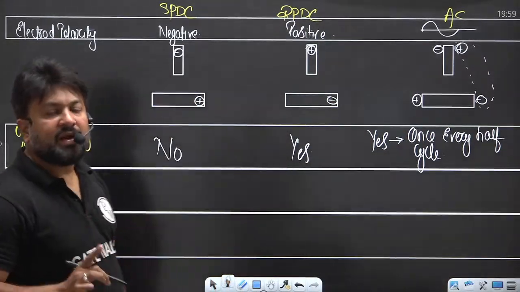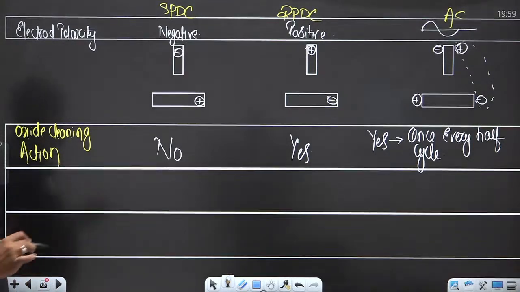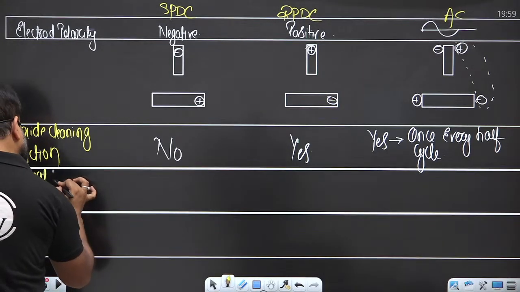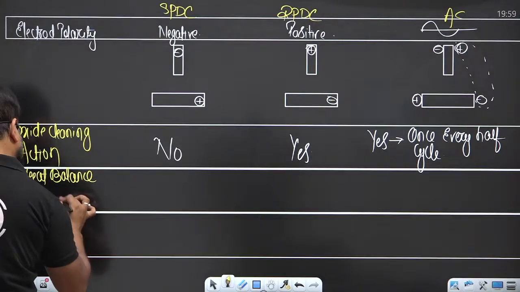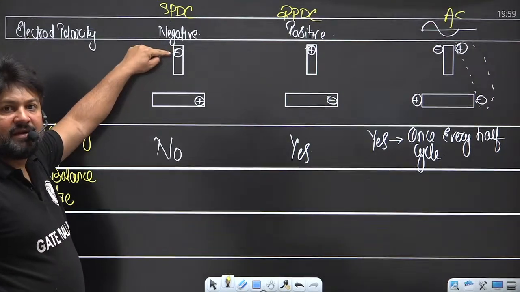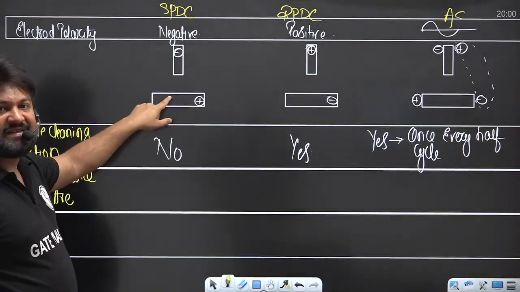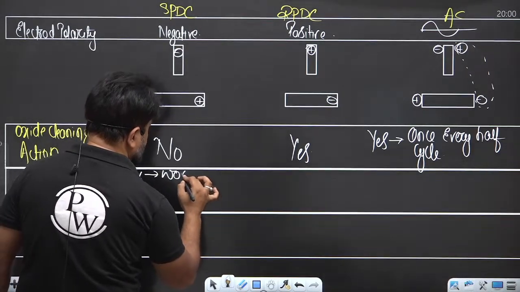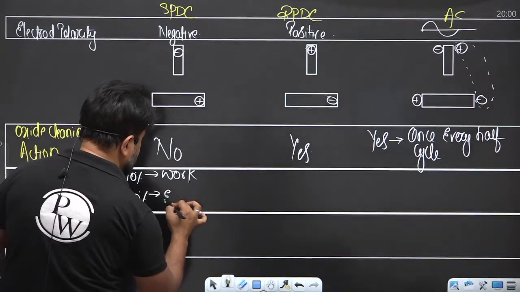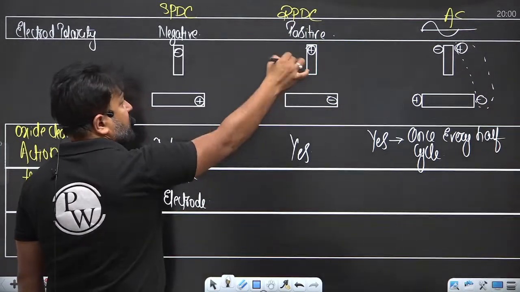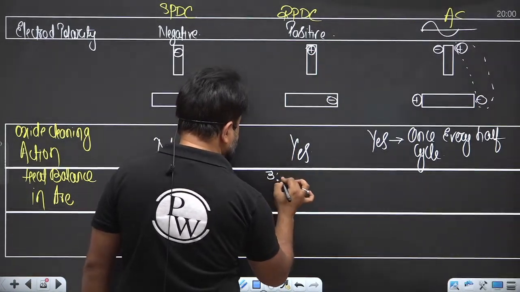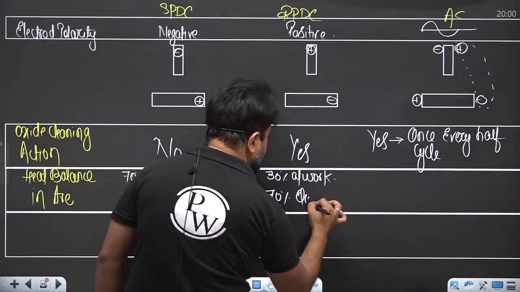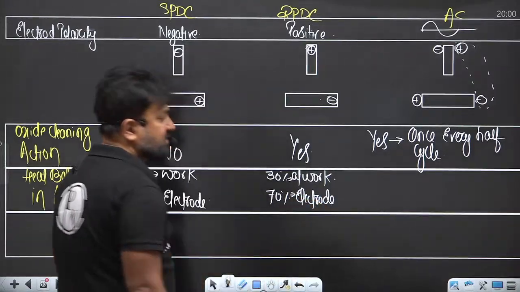Is that clear? Now let me write down the heat balance equation. Heat balance in the arc, in arc welding. As you know, when the tool is negative and the workpiece is positive, 70% of the heat is generated at the work and 30% at the electrode. When the polarity is changed, 30% at work and 70% at electrode. So that much heat is produced on the respective surface.